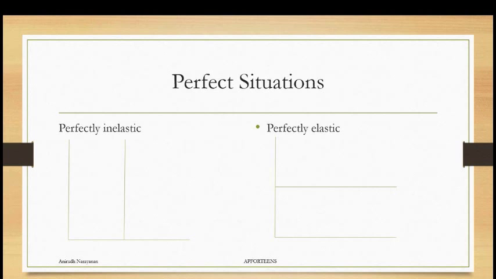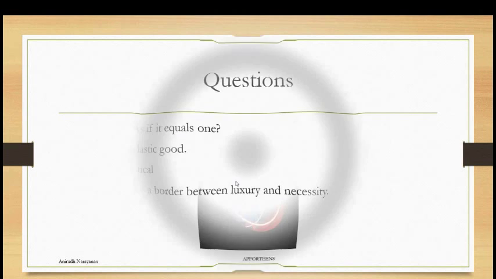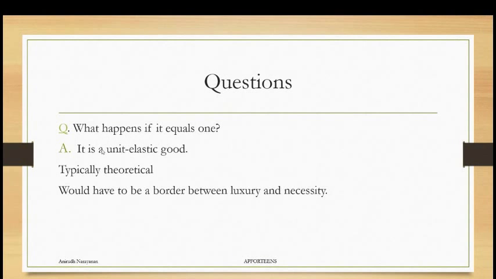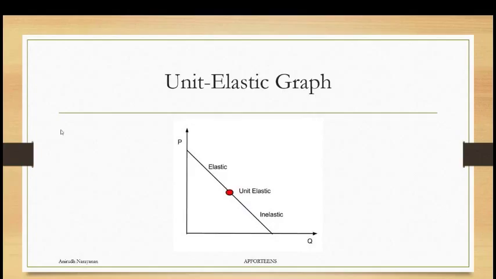So one last thing. Let's go take a flashback to unit elastic goods. You remember these, right? How they're typically theoretical and would be a border between luxuries and necessities. Well, the graph of a unit elastic good is actually not what you would expect, because it's not unit elastic, but it's elastic and inelastic.